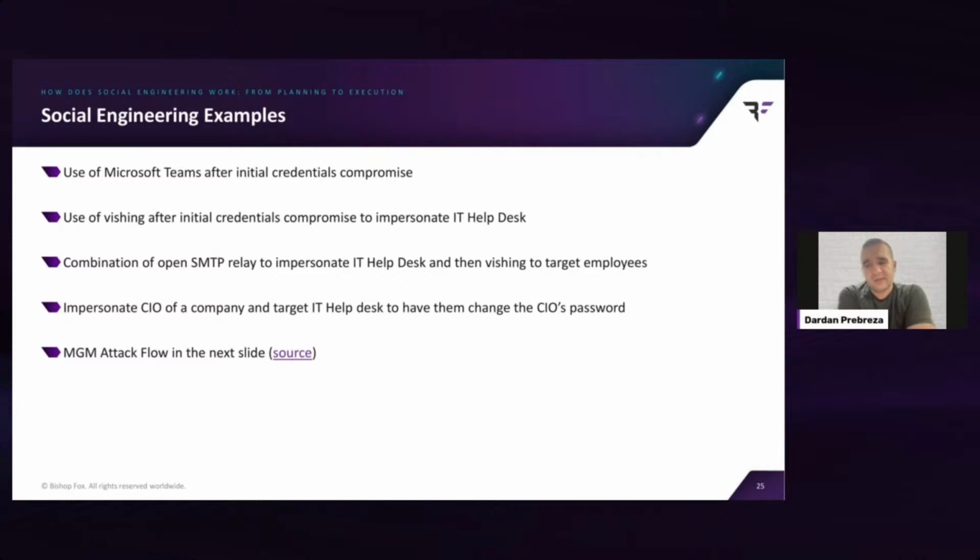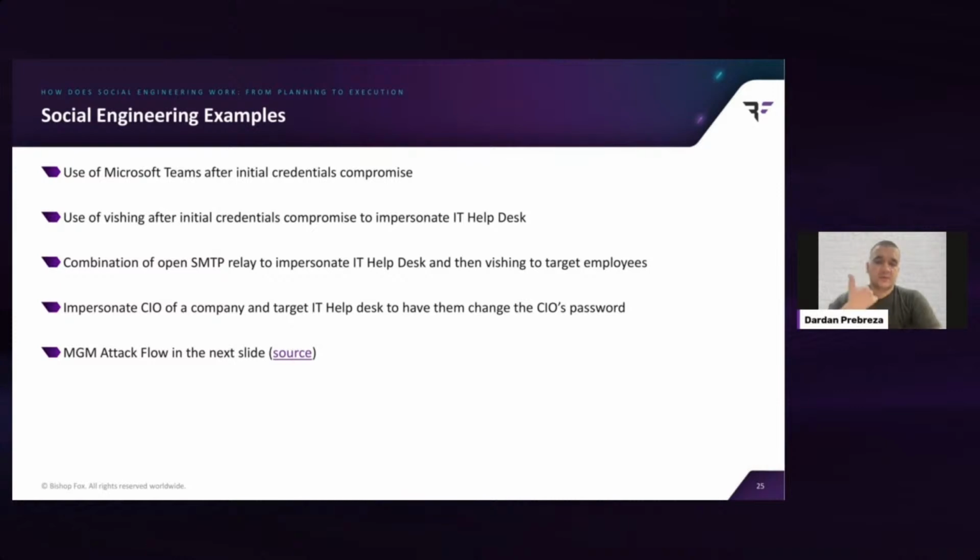The third example here is a combination of an open SMTP relay to impersonate the IT help desk and then phishing to target employees. This was a large university in the US, and they had an open SMTP relay in one of their subdomains. So we were able to impersonate the IT help desk and send emails from the IT help desk email. What we did is we combined email phishing with phone phishing to target the employees.